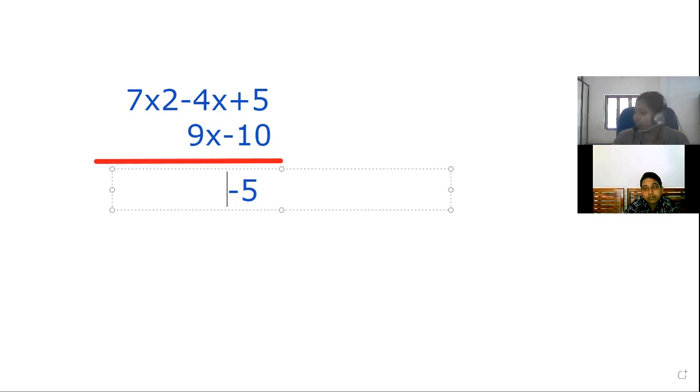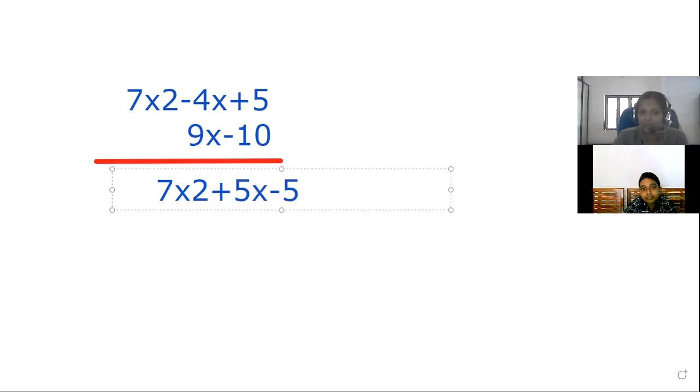The largest coefficient is 9 and it is positive. That is 9 minus 4 is 5. Then we can say it as plus 5x. That is 5x minus 5. And here we have one, which is the next term. 7x square is remaining same. That is 7x square plus 5x plus 5.